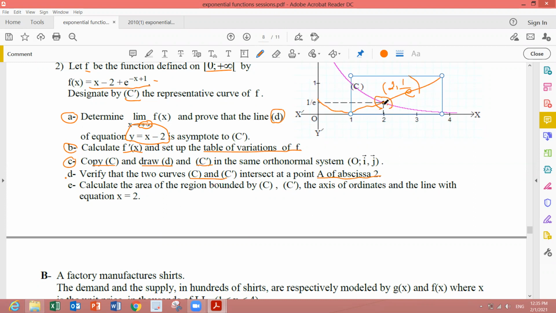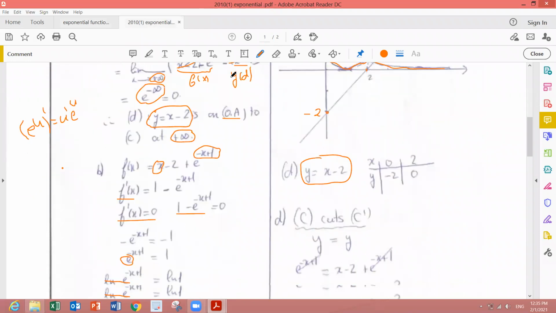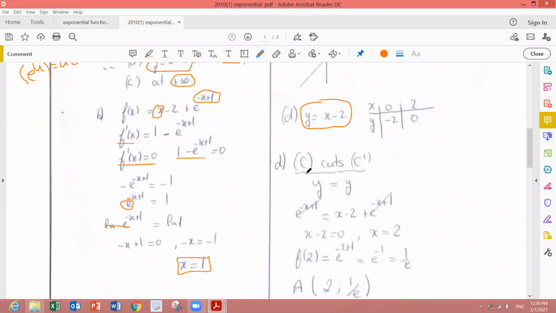Okay, how to verify that these two curves intersect at this point? How do we find the point of intersection between two curves? To find the intersection between two curves, C cuts C prime, we solve the equation y equal y. So e to the power minus x plus 1 equal x minus 2 plus e to the power minus x plus 1.